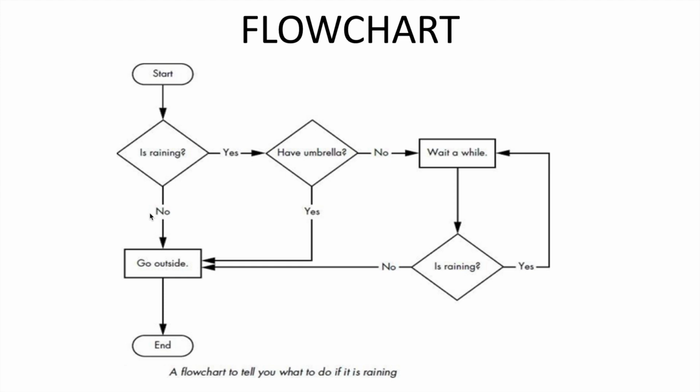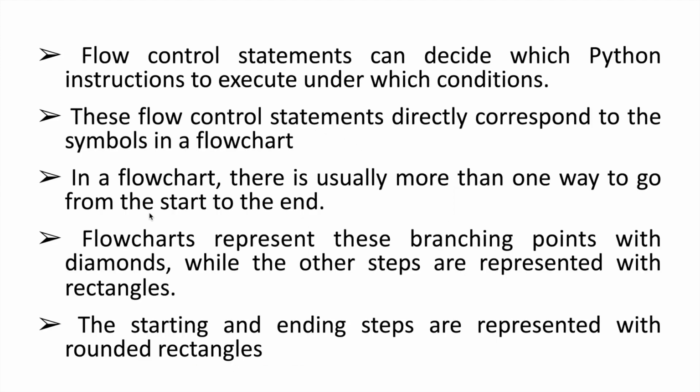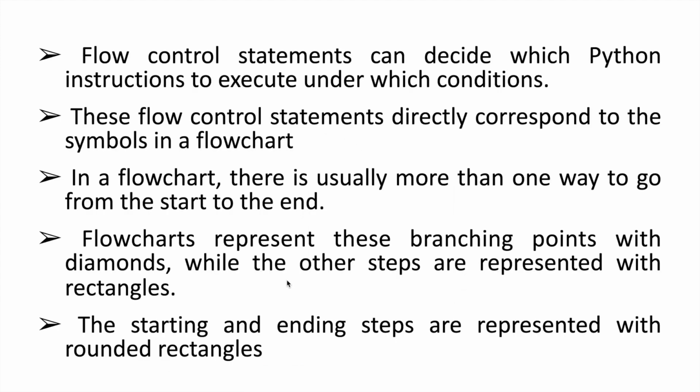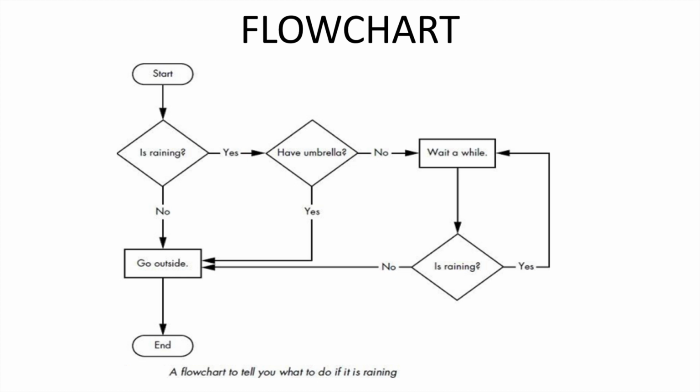So we have multiple choices in flowcharts. Flowcharts represent these branching points with diamonds. I already told you conditions are represented with diamonds, while other steps or instructions are represented with rectangles. The starting and ending steps are represented with rounded rectangles or ovals. Ovals are also fine, so you can use rounded rectangles or ovals to represent start and stop for the flowchart. Okay, so this is the concept of flow control.